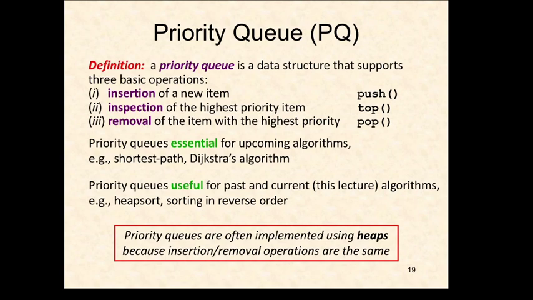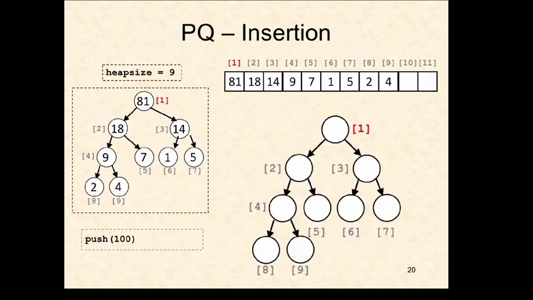We're going to need a priority queue for upcoming algorithms like shortest path, Dijkstra's algorithm. Prim's algorithm can use this also. It's also used for Heapsort, etc. So we want to look at how to do this efficiently.